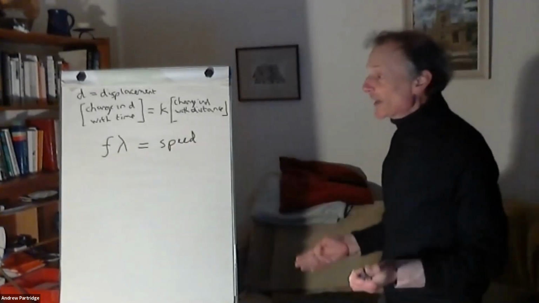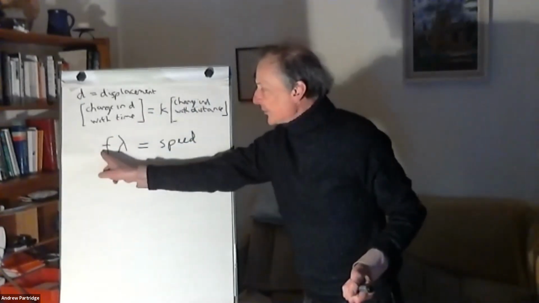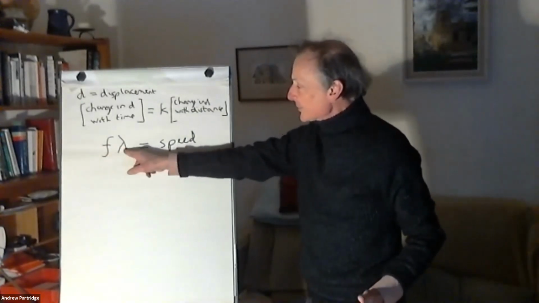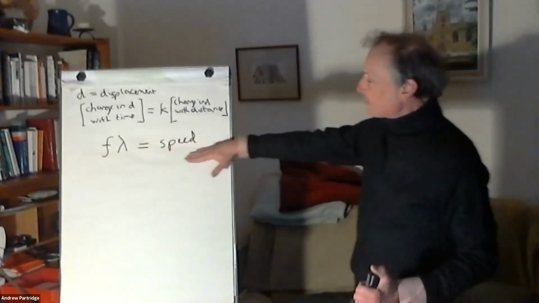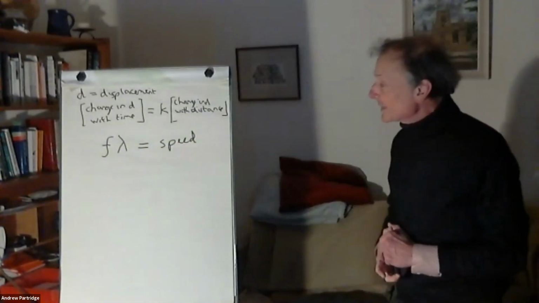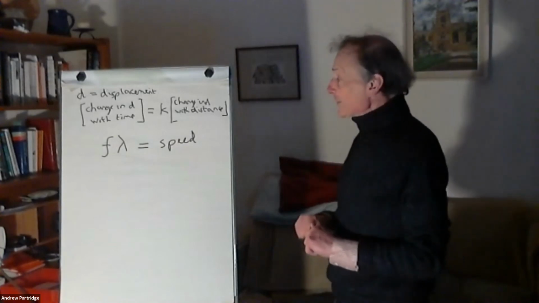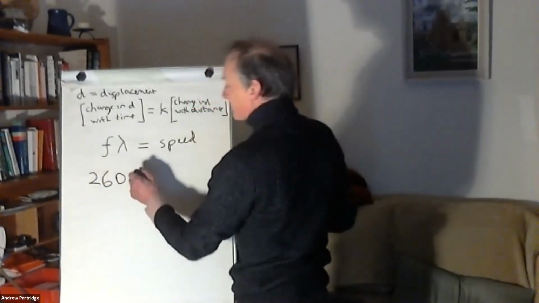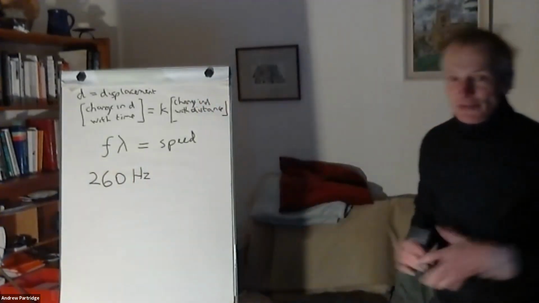And because for something like sound in air, say, the speed of the wave is constant, if you have a high frequency, you've got a short wavelength. So if that number's big, then this one has to be small. And if that number's small, then this one has to be big in order that the speed is the speed of sound in air. So as an example, middle C on the piano is about 260 cycles per second, which has a physics unit of hertz, because Mr. Hertz did something with sound.